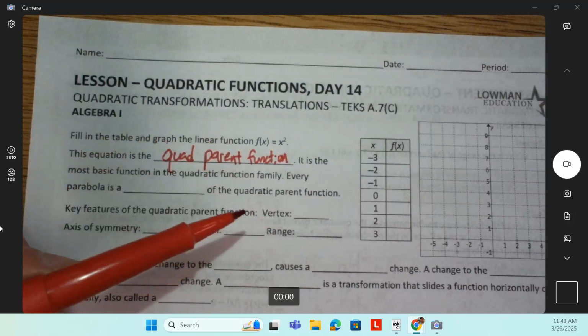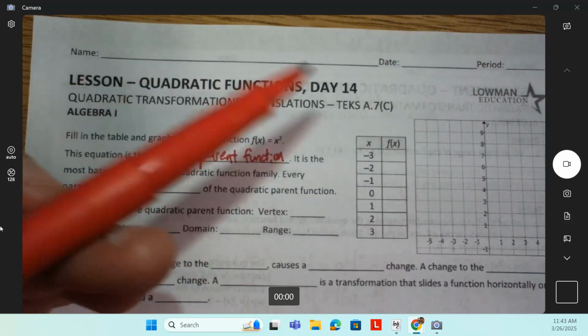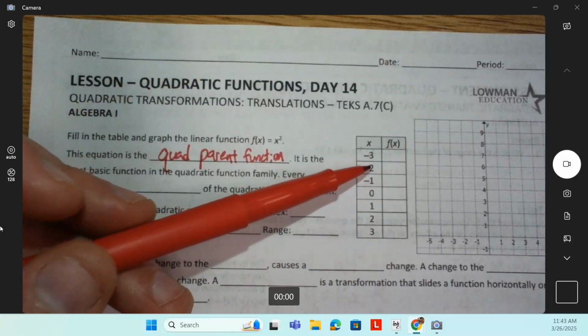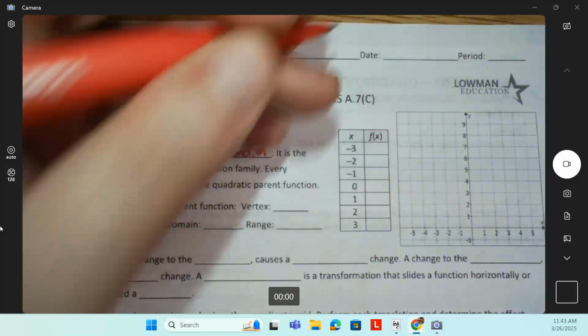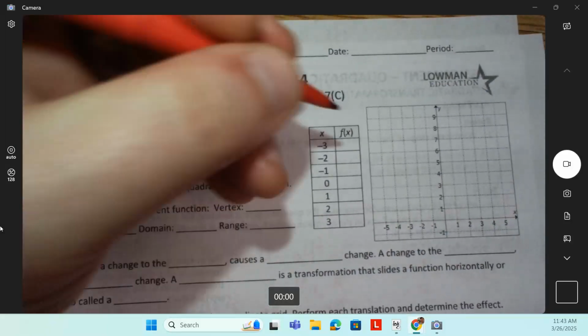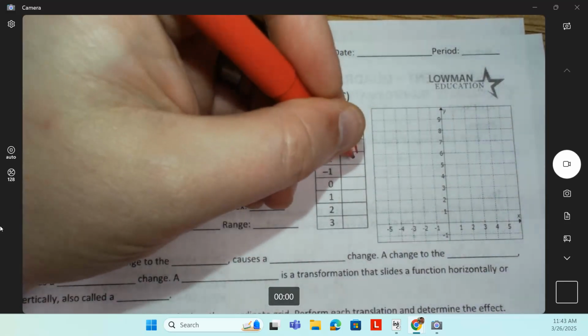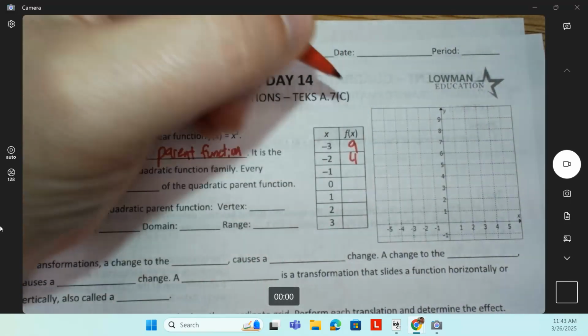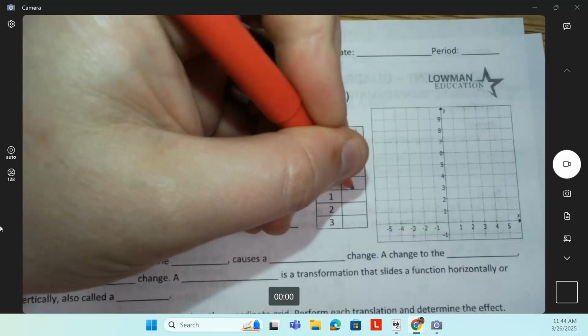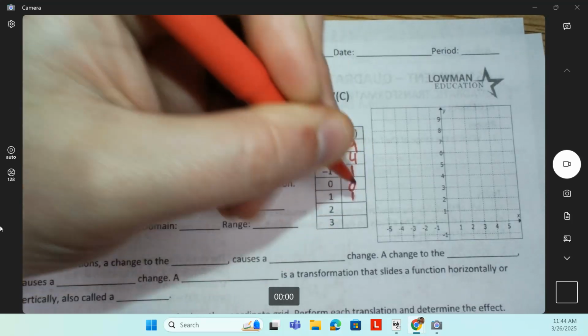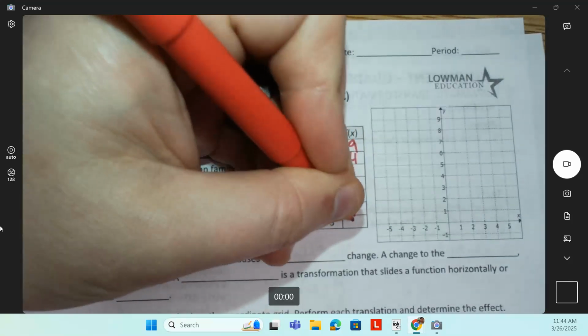So to fill in this table, we're just going to square everything. So negative 3 squared would be a positive 9. Negative 2 squared is 4. 1 is 1. 0, 0. And then we go back up 1, 4, 9.